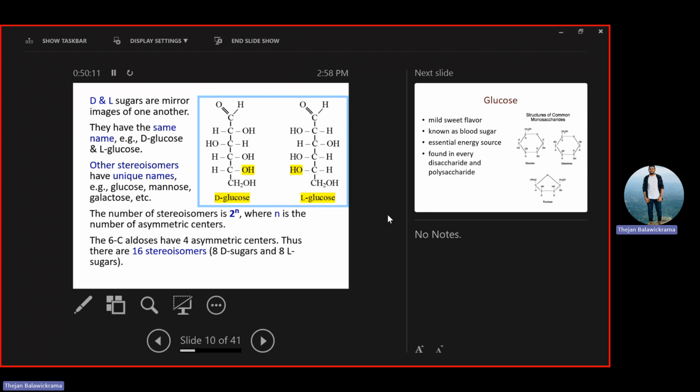Basically, in terms of the total number of chiral carbons that we have, there are only 4 chiral carbons. Right.